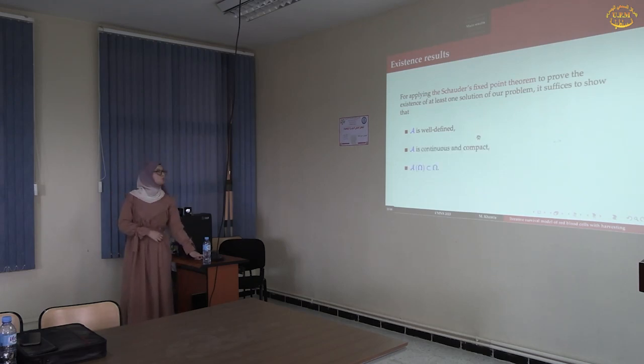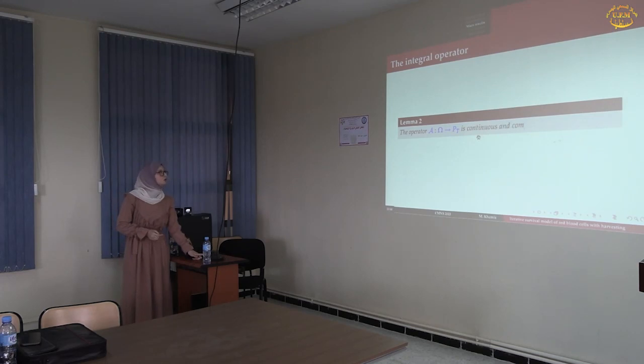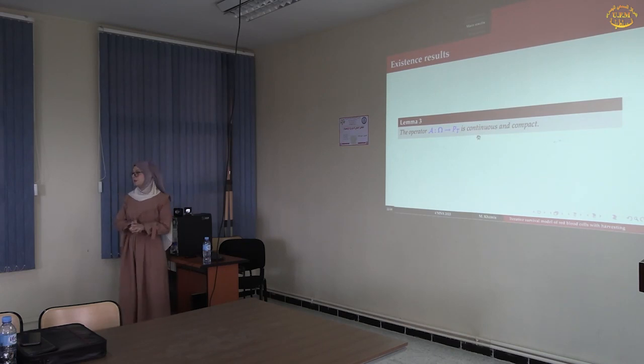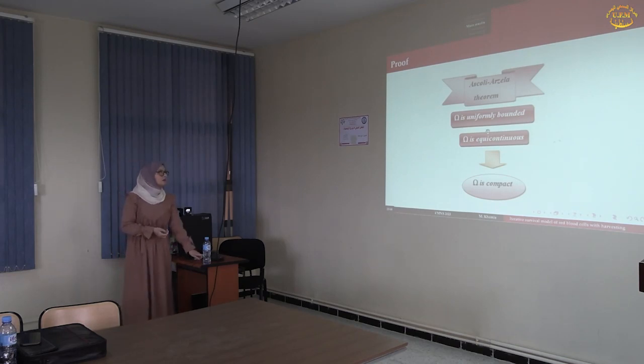For applying Schauder's fixed point theorem, it suffices to show that A is well defined, continuous, and compact, and this inclusion is true. By virtue of the periodic properties, lemma 2 clearly shows that A is well defined, while lemma 3 proves that it is a continuous and compact operator. The proof of this lemma is basically based on the Ascoli-Arzelà theorem. So obviously, the departure set omega is uniformly bounded and equicontinuous. Hence, as a consequence of the Ascoli-Arzelà theorem, omega is relatively compact, and since it's closed, then omega is a compact set.